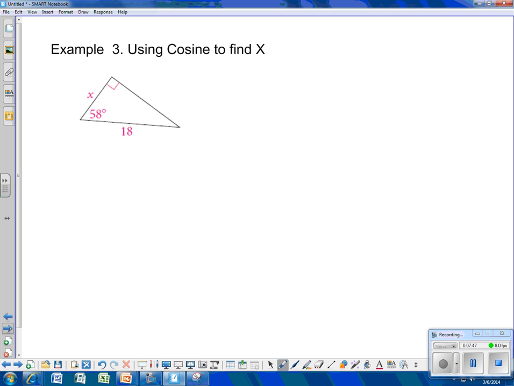We're going to be using cosine to find x. So we're going to set it up the same way. And I know we're going to use cosine. It says it here. But also, because we have the adjacent side and we have the hypotenuse. We're trying to find the adjacent side. It's x. We're given the hypotenuse, so we can set up our equation for cosine.